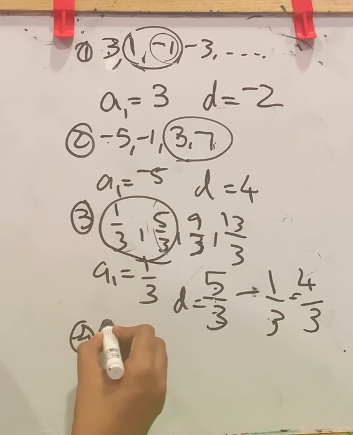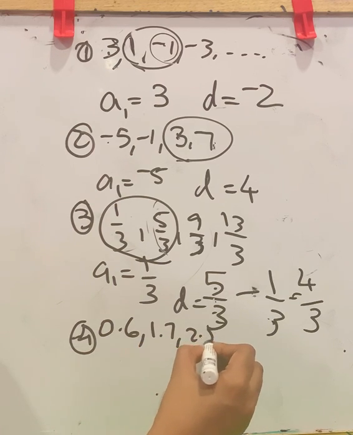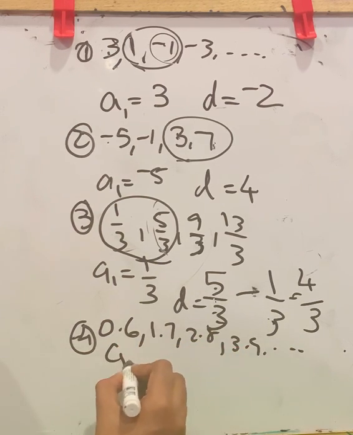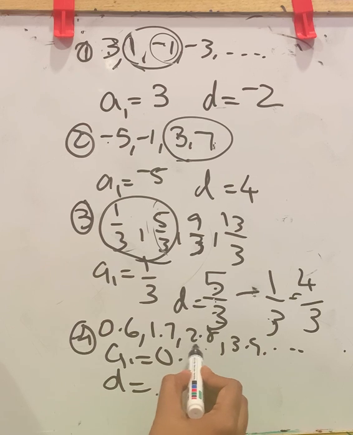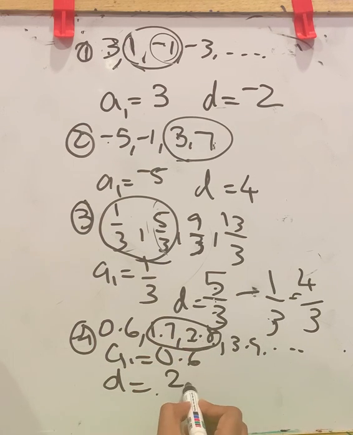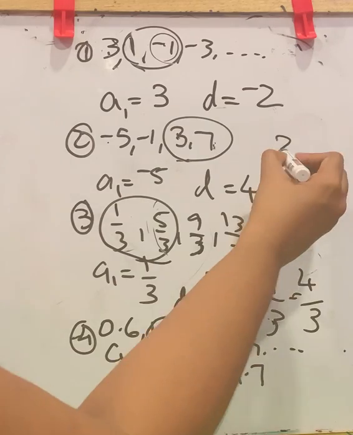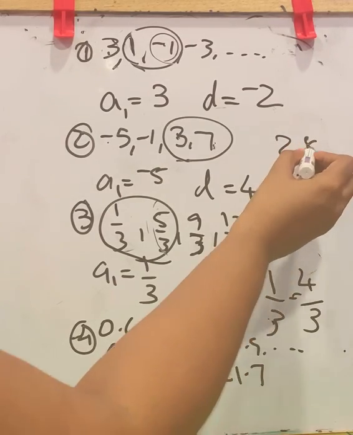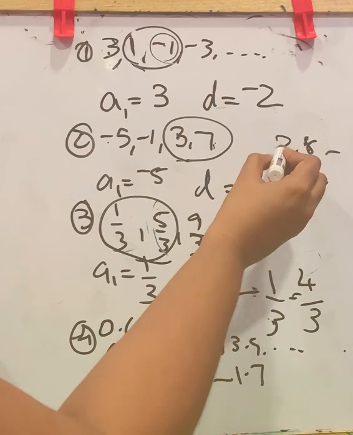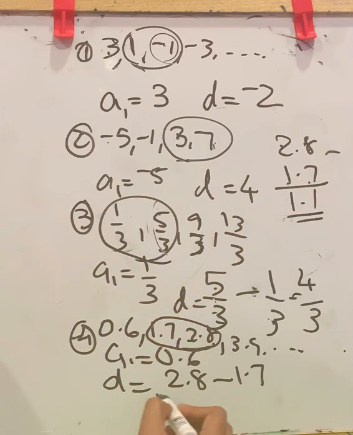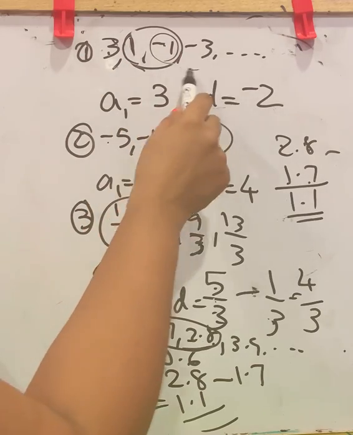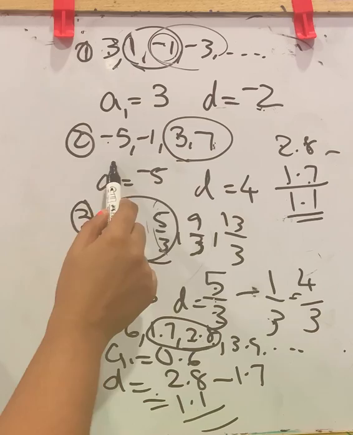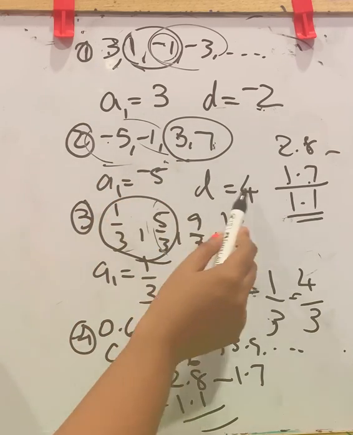Now fourth question. 0.6, 1.7, 2.8, 3.9, etc. A1, that is the first term, is 0.6. Now for the difference, you can choose any two values. Let us choose 2.8 and 1.7. First 2.8 minus 1.7. We will do it here. Decimal subtraction: 8 minus 7 is 1. 2 minus 1 is 1. 1.1 is the answer. Difference is 1.1. You will get the same difference if you take any two consecutive pairs. Okay, you can choose this, then also you will get the difference. You can choose this or this, then also you will get the same common difference.